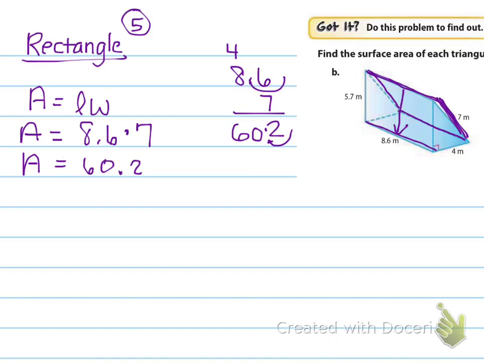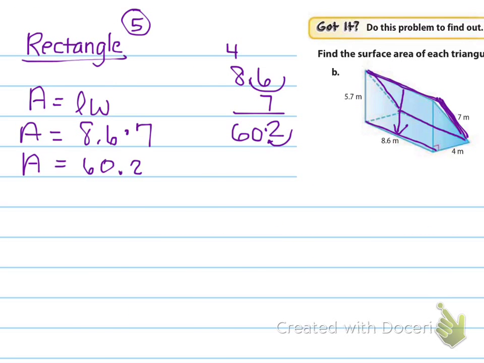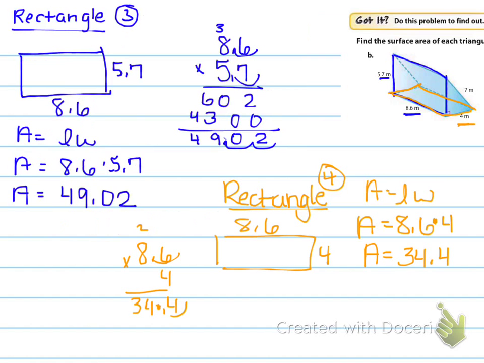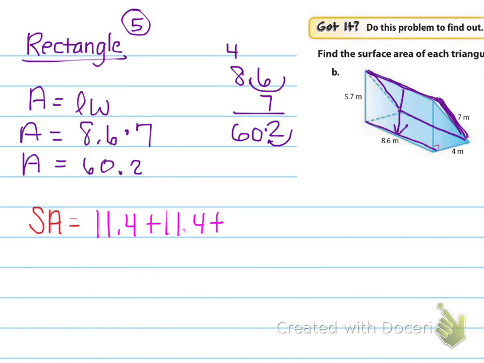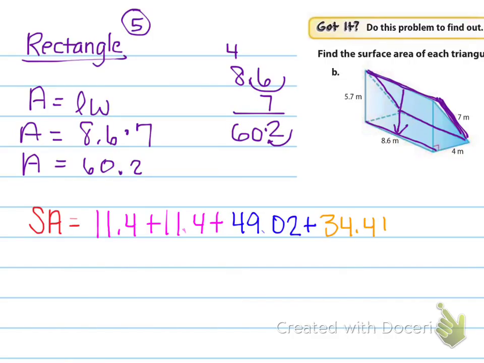And so now we're going to take all of them that we had from before. Let's go back and check out our triangle. Our triangle right here gave us 11.4, but we need that one twice. So let's write that our surface area is going to be equal to the 11.4 plus 11.4 plus, now let's go back and look. We got both those triangles. Now we have a rectangle that's 49.02 and a rectangle that's 34.4. So let's do 49.02 plus the orange one, which was 34.4, plus this one, which is 60.2.